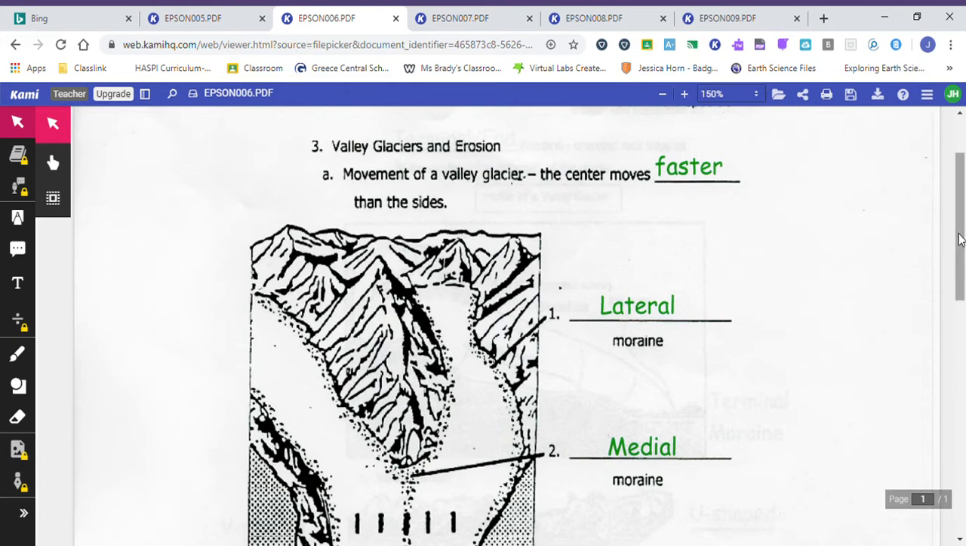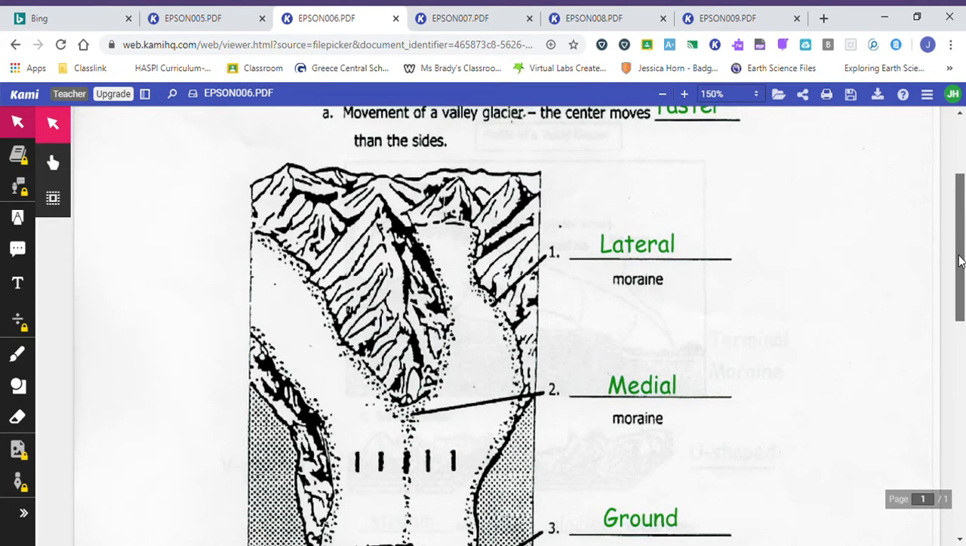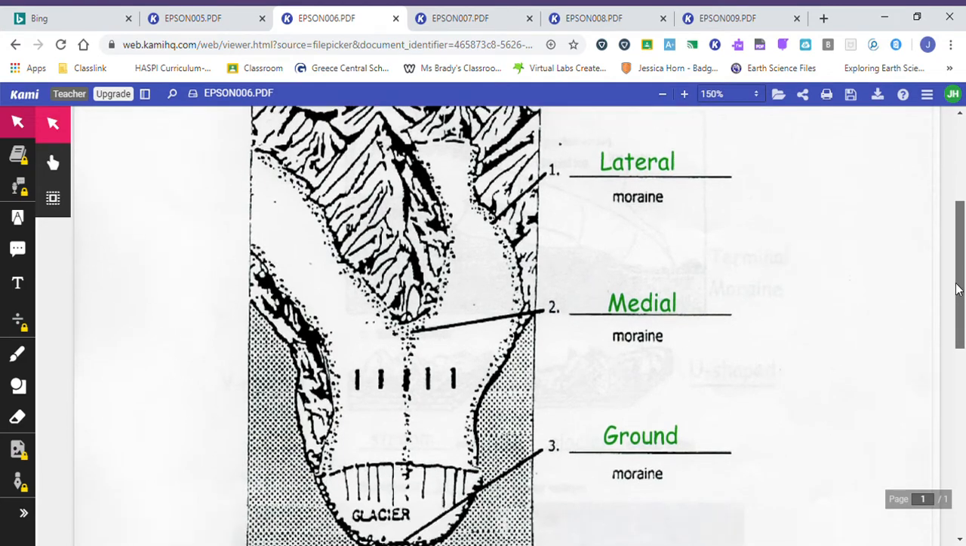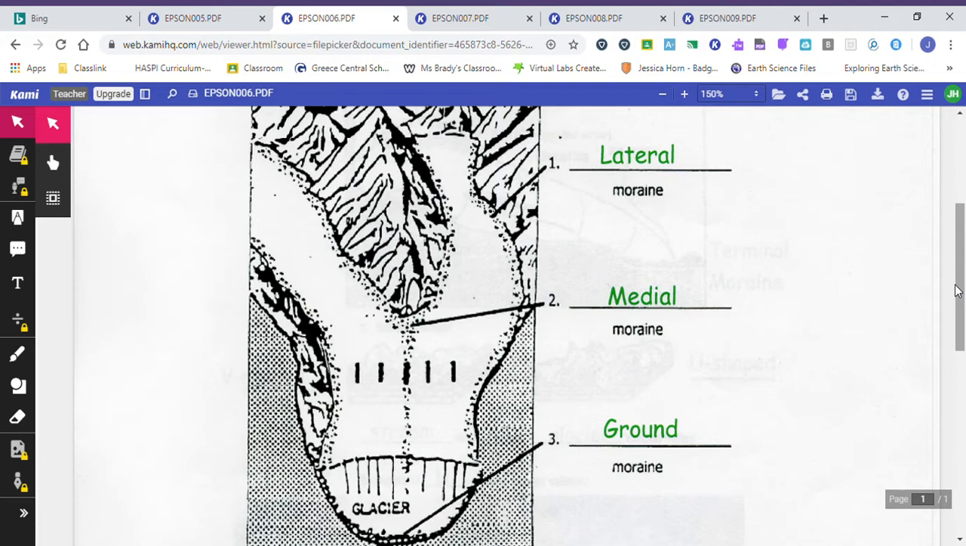Glaciers create different types of moraine, and moraine is simply a bunch of rock pieces. But depending on where that moraine ends up, we have a different name for it. Any little pieces of rock that end up on the side of the glacier, we call that lateral moraine. Any pieces that end up in the middle of the glacier, we call that medial moraine. And then any pieces that are underneath the ice, at the very bottom, we call that ground moraine.